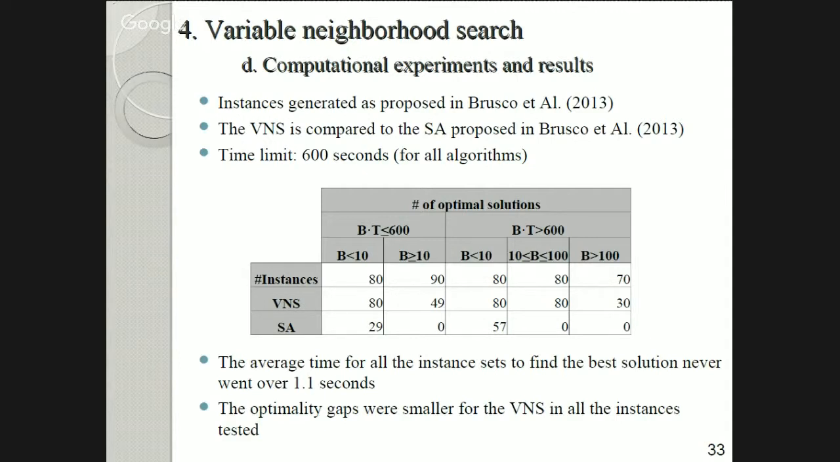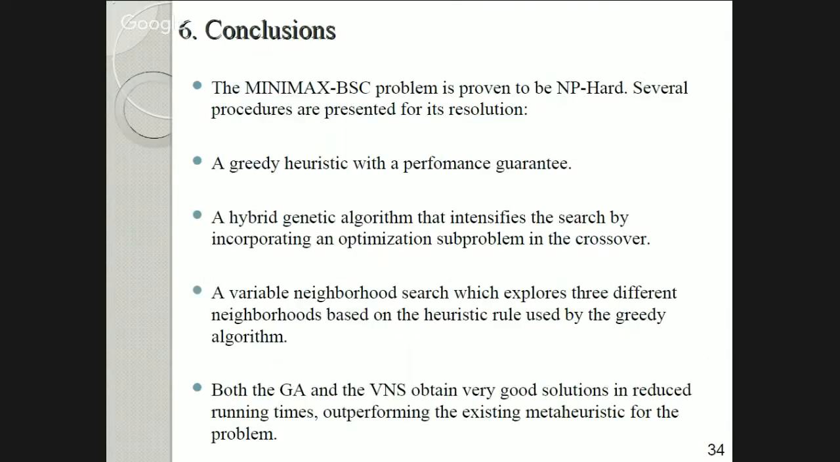Just so you have an idea of how fast this algorithm worked, all the best solutions were found in 1.1 seconds. And for every set of instances, the optimality gaps were smaller for our procedure than for the simulated annealing algorithm.